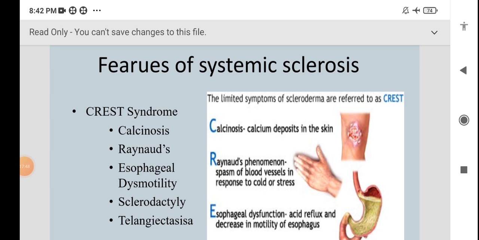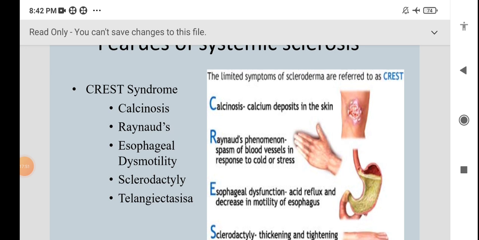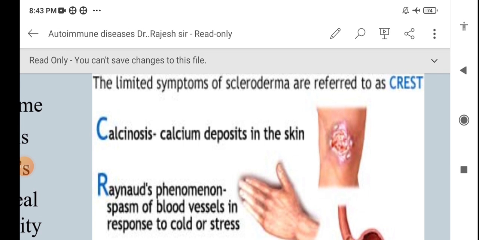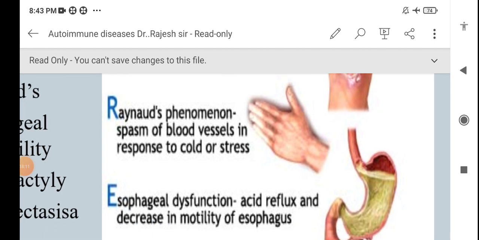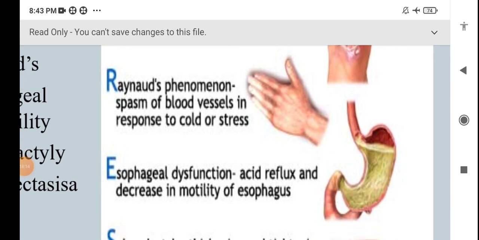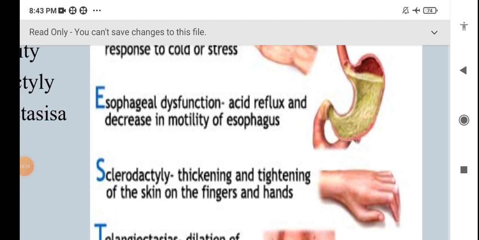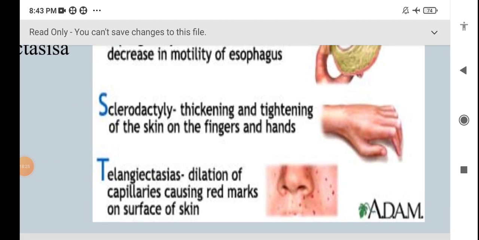Features of systemic sclerosis. So the diagram, what is CREST? C-R-E-S-T. So see there, calcinosis, Raynaud syndrome, esophageal dysmotility, sclerodactyly, telangiectasia. Now what all happens here? Calcinosis, calcium deposition, Raynaud's phenomenon, spasm of blood vessels, esophageal dysfunction here, decrease in motility of the esophagus, sclerodactyly, thickening and tightening of the skin of the fingers and hands, telangiectasis, dilatation of capillaries causing red marks on surface of skin.